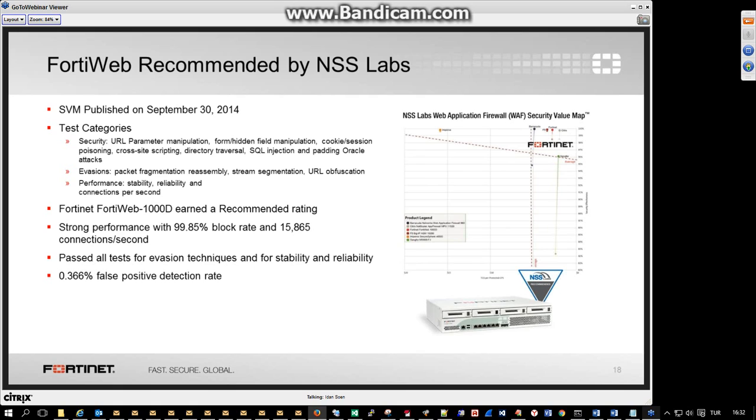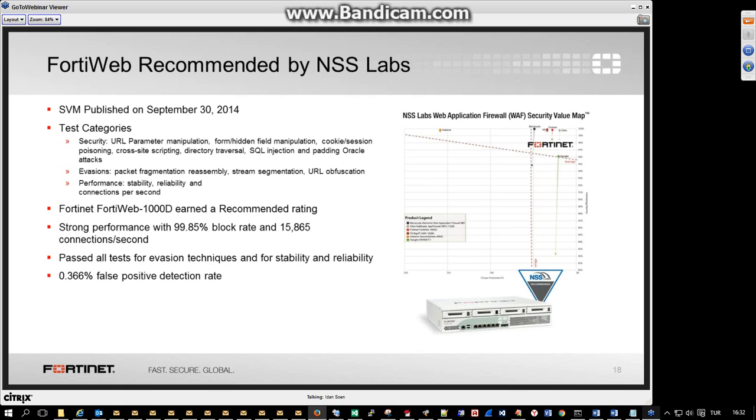Another very important tool that we use on the sales side is the NSS Labs reports. Fortiweb is a recommended product by NSS Labs. This is something that customers feel very strongly about, and they look for such validation. So Fortiweb has earned a recommended rating. This is 2014, but there's going to be another NSS Labs test in the next few months, probably towards Q3, Q4, we'll see a new report.